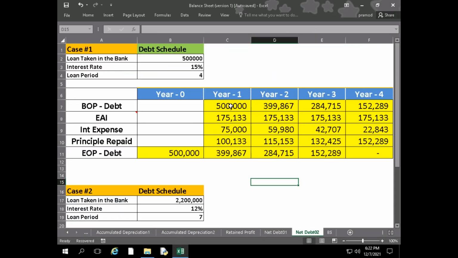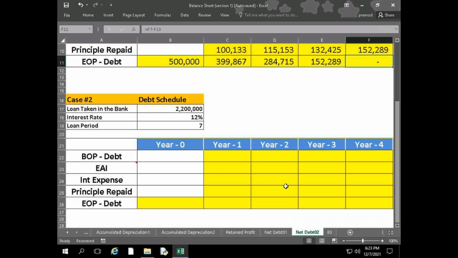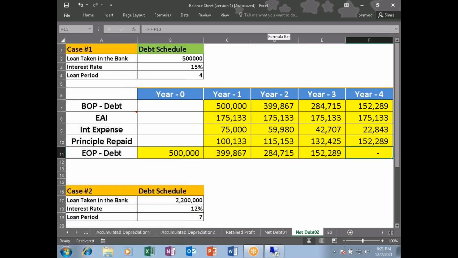So once again, to find out the debt schedule, you take the 5 lakh amount in year one. The EMI is the payment amount. If you are dragging continuously, make every reference an absolute reference. Your expenses are nothing but debt into 15%. Your principal repaid is nothing but EMI minus interest expenses. The debt amount is nothing but debt minus the principal repaid. Then drag the values. In the last year your debt should become zero. In the same manner, do the debt schedule for case two. Understood?